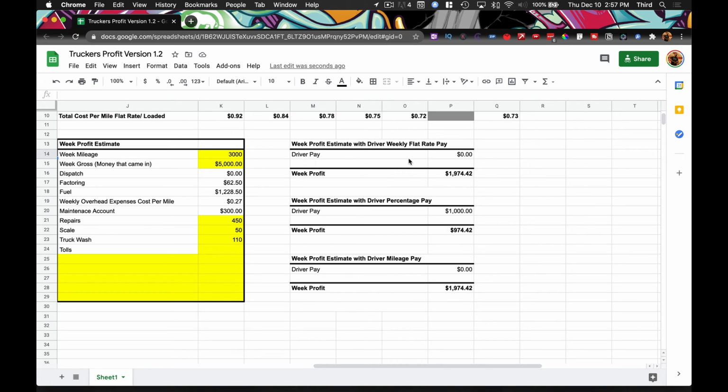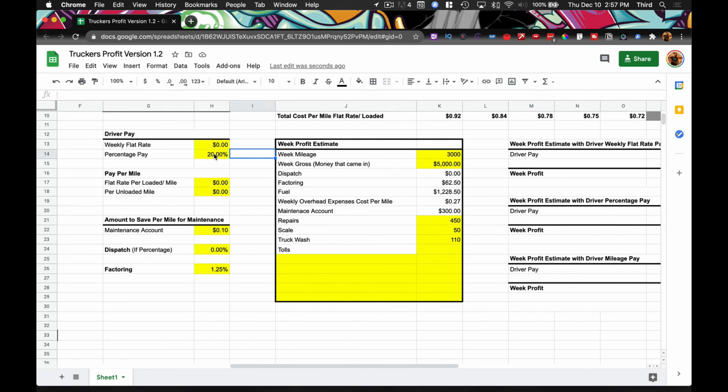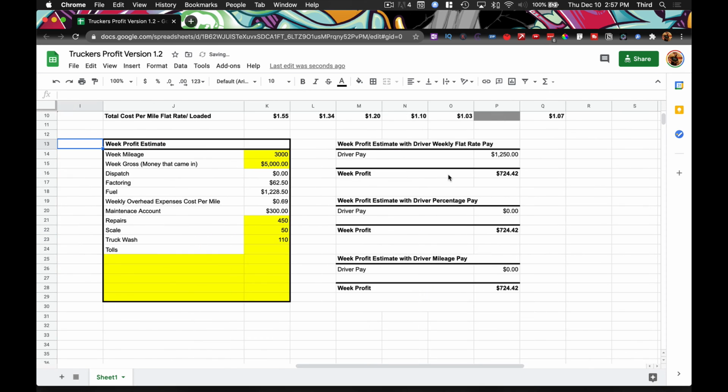And the same thing for the weekly flat rate. So let's make this 0. All right, and let's say they're getting, I don't know, maybe $12.50 a week. I'm not going to tell you how to pay your drivers. You figure that out. But the driver pay is there, and this is what your weekly profit is after you calculate all these expenses that came out.